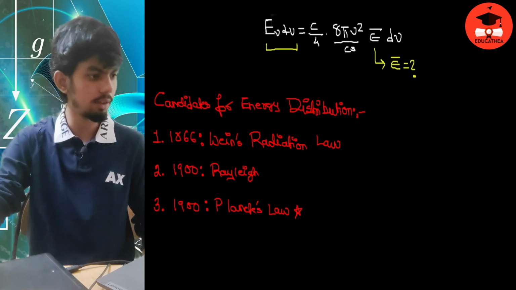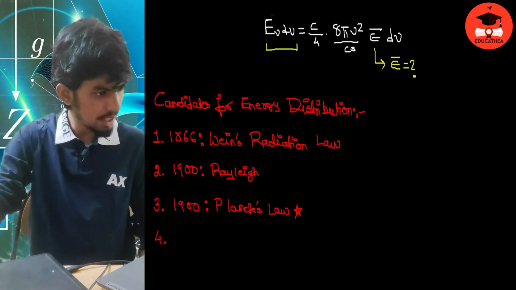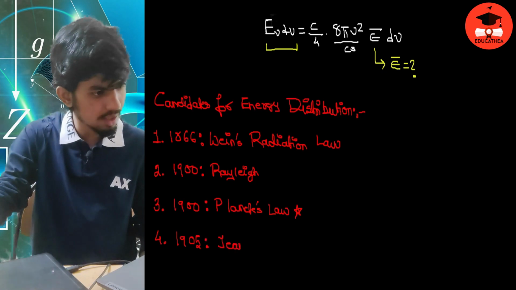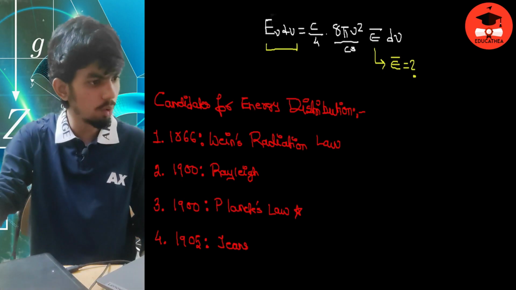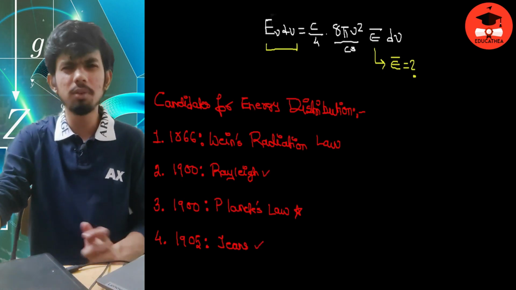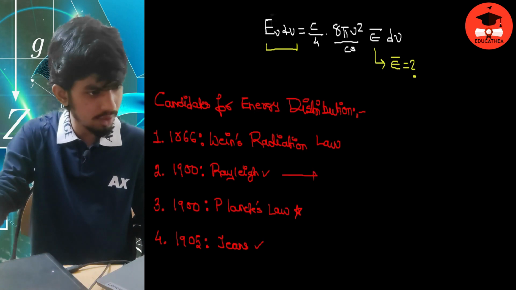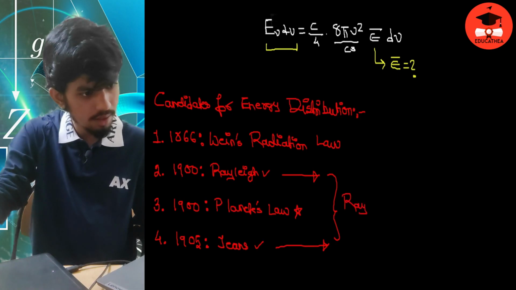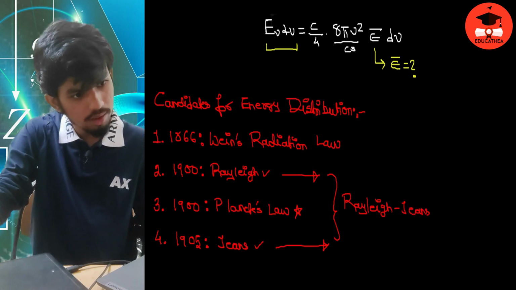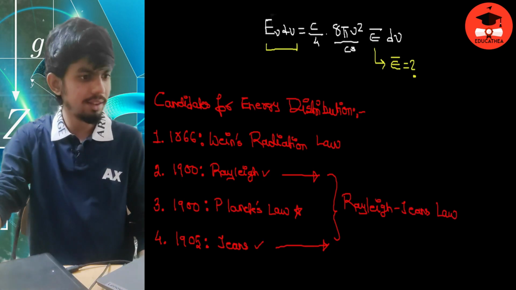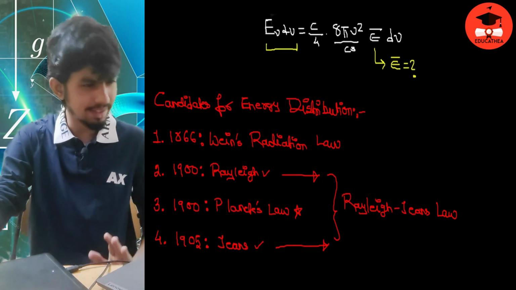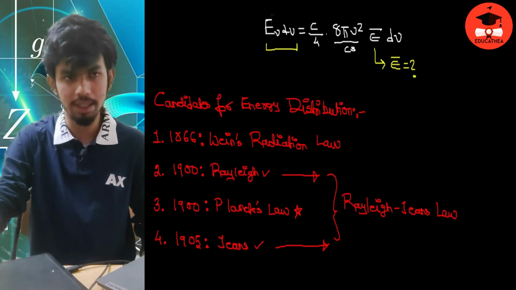Absolutely fine. But then again later on in 1905, it was Sir James Jeans who gave another expression which looked very similar to Rayleigh with just a few corrections here and there. So both of these expressions together are known as the Rayleigh Jeans Law. And just as I mentioned, this was not the right exact expression for E nu d nu. This had certain minor problems in it.